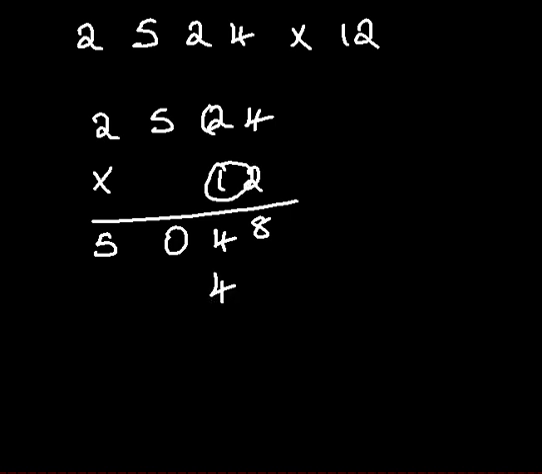And 1 times 2, that is given as 2. So we'll have 2 here. And 1 times 5, that is given as 5. So we'll have 5 here. And 1 times 2, that is given as 2. So we'll have 2 here. So as you can see, we have multiplied everything by 2 and also everything by 1.